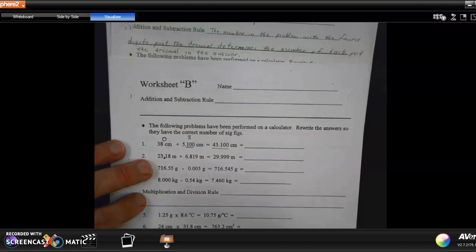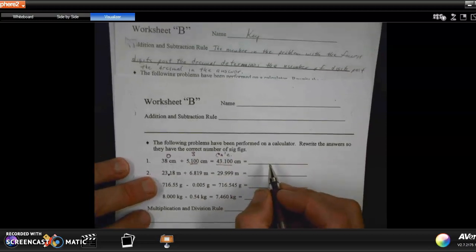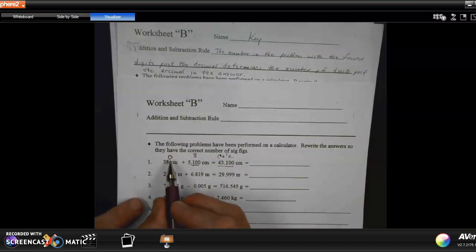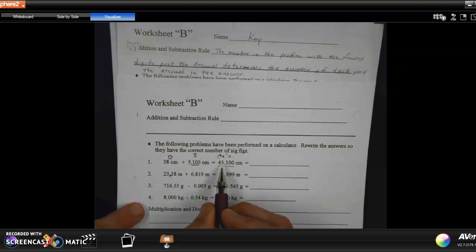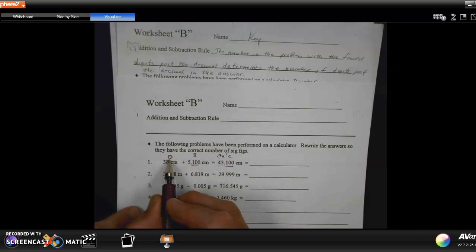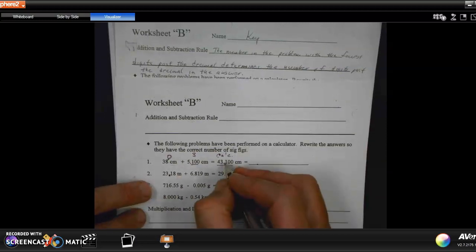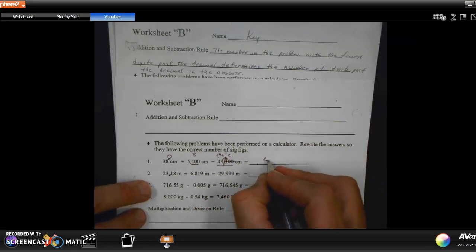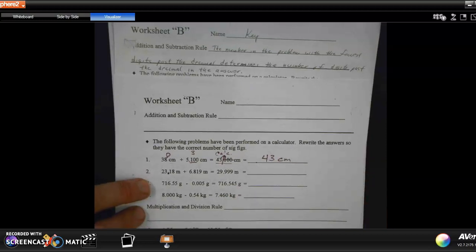Okay? Now, this is a calculated answer. I want a significant figure according to the addition subtraction rule answer. So the fewest places past the decimal in your problem gives you the fewest places past the decimal in your answer. So since I have 0 places past in the problem, I need 0 past in the answer. Does that one affect the 3? No, it does not. So I'm going to report that as 43 centimeters.